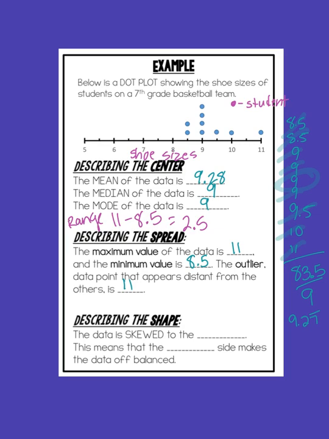So there's your range. So the question is, is the data skewed? What it means is it is kind of skewed to the right, meaning that if you look at it, it kind of goes up and then over, and you've got this long tail to the right. So that means that the right side makes the data off balance.